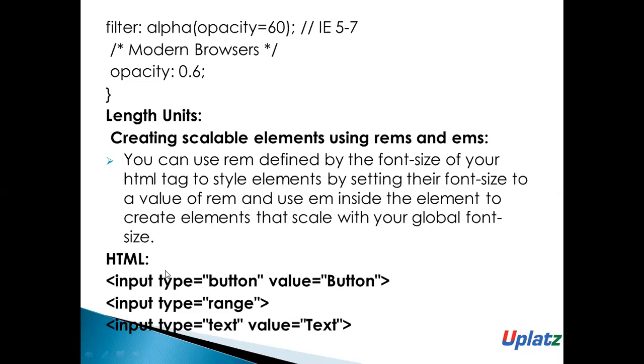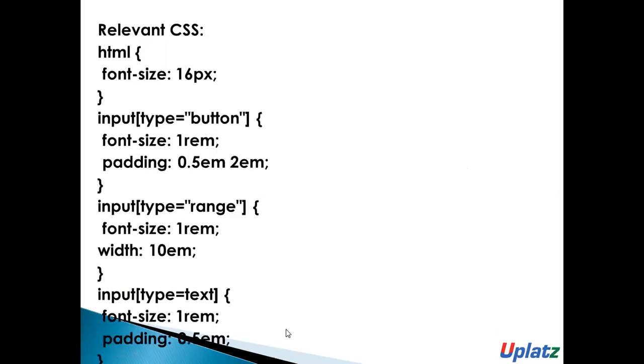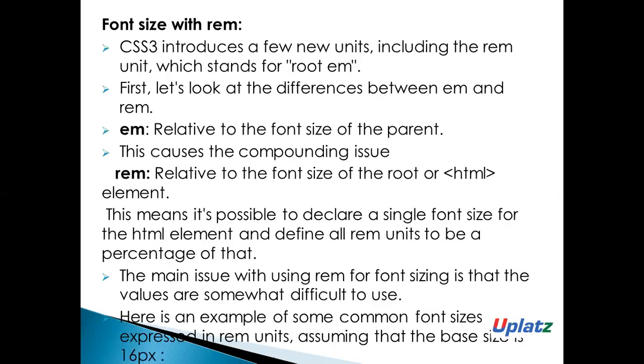So for HTML, input type button, value button, range, text, value text. So the relevant CSS would be, for input type button, range, text, for everything I have made font size in PX or REM. I have also mentioned EM, padding in EM, so everything in EM. So we can find the difference between them.